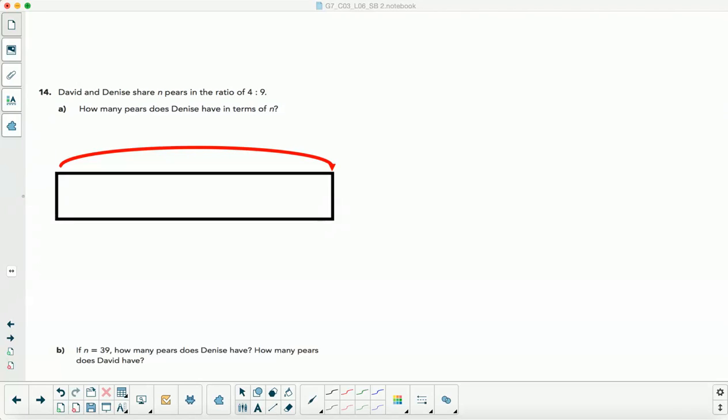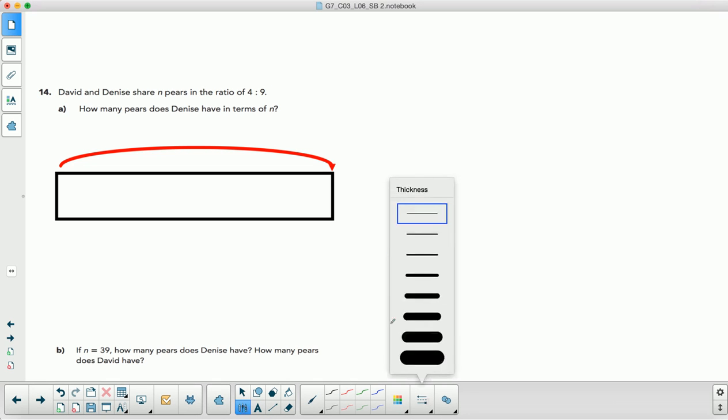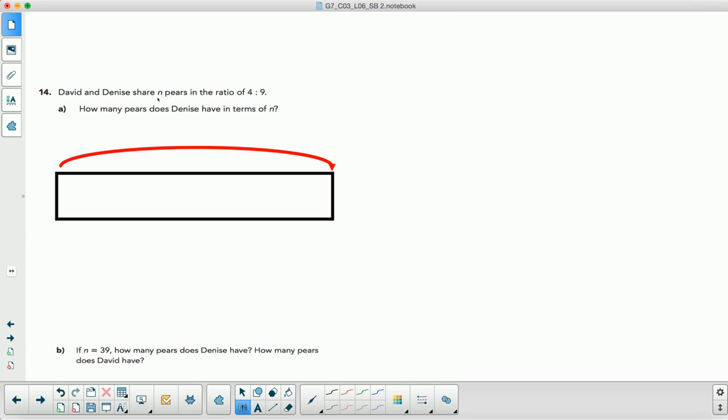Hi guys, today we're going to go over chapter 3 test review packet, number 14. Let's go over the problem. David and Denise share n pairs in the ratio of 4 to 9. Looking at just this piece of information, we know they share the amount of pairs in the variable n. So here's one piece of important information that we need. Then the ratio of David to Denise is 4 to 9.